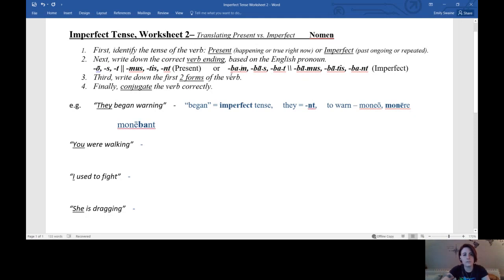Third, write down the first two forms of the verb. You might know them, you might not. If you don't know them, look it up. Look it up in your dictionary, okay? Finally, we're going to conjugate the verb.